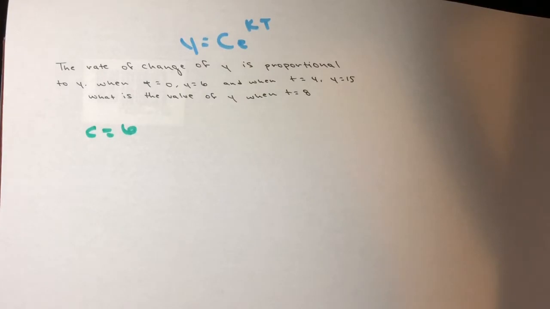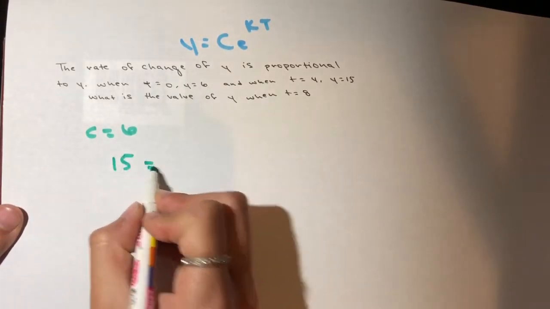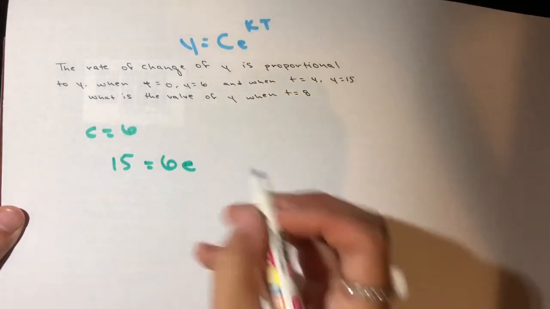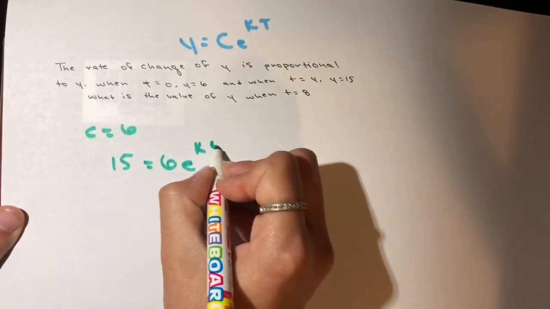And then it gives us an event. It says when t is 4, y is 15. So the next step, we're going to be trying to find our k. So we're going to plug 15 in for y, and then we're going to plug 6 in for c, e, and k we don't know, and t was given. When it's 15, it's 4, so 4.